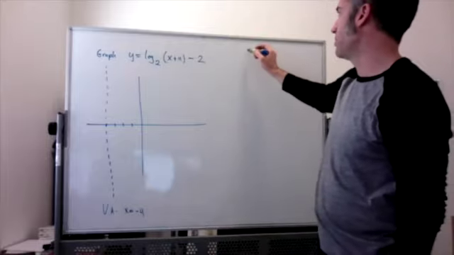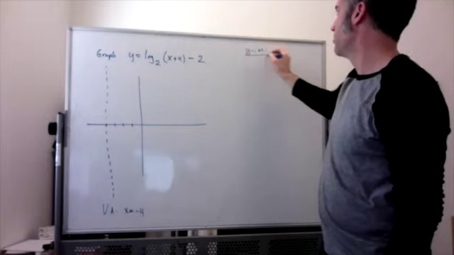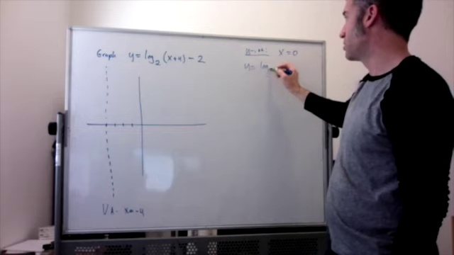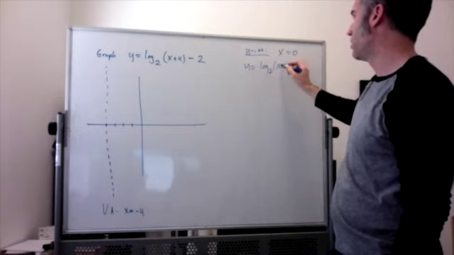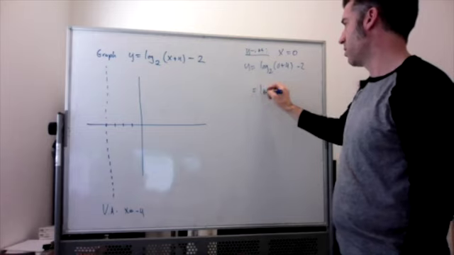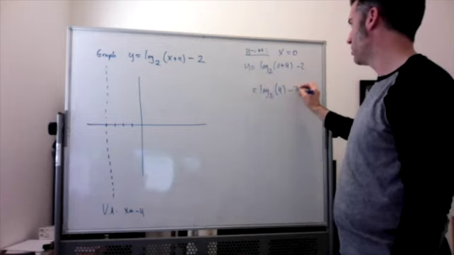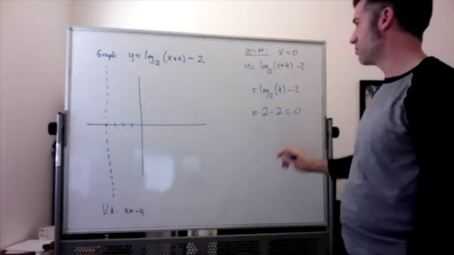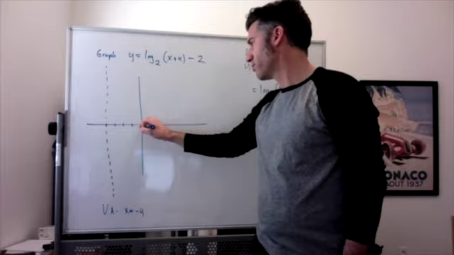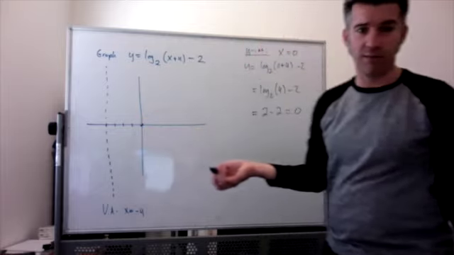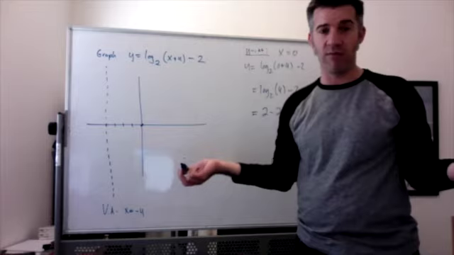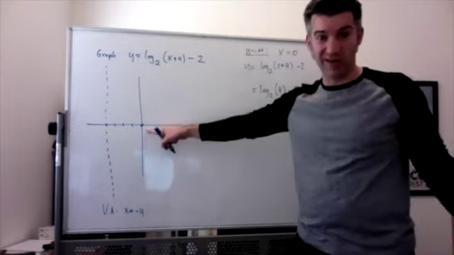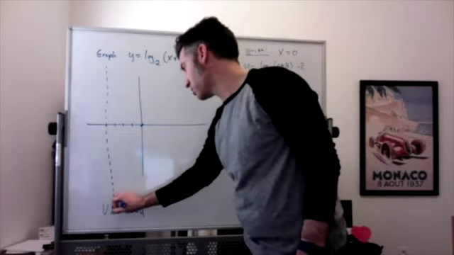So let's find the y-intercept. Set x equal to 0. y is going to be log base 2 of 0 plus 4, minus 2. So that's going to be log base 2 of 4 minus 2. Log base 2 of 4 is 2. 2 minus 2 is 0. And again, when you have a function that's increasing or decreasing, you can't have more than one x-intercept. So since this is an x-intercept, it's our only x-intercept. So our graph is going to look like this.